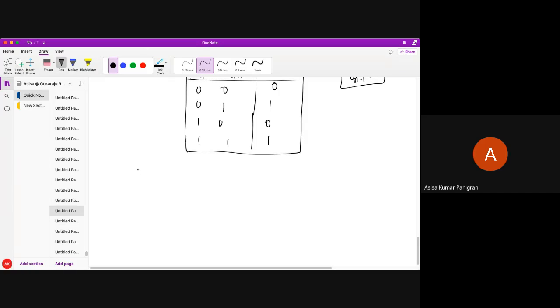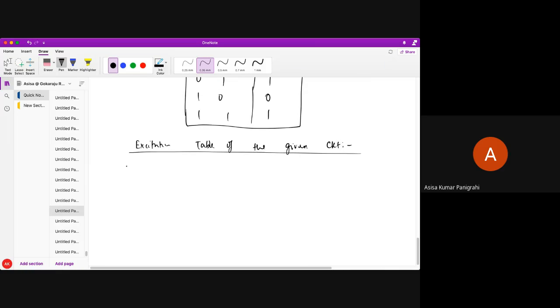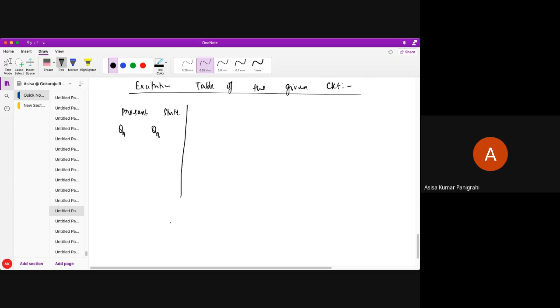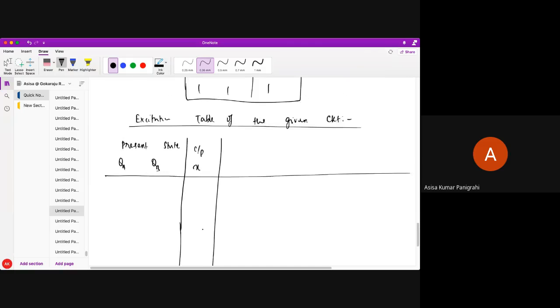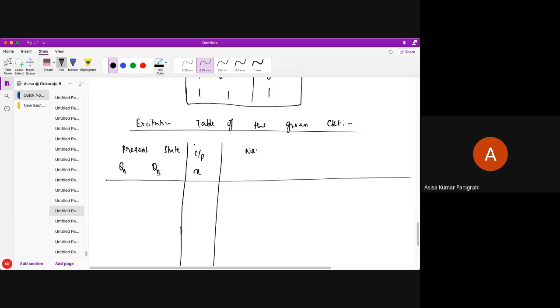Now what you have to do is find out the excitation table of the given circuit. So in the excitation table, what will be the columns? One will be the present state. In the present state, it is QA and QB. Why QA QB? Because there are two flip-flops, so two flip-flop outputs QA and QB. Am I correct? Now the input will be X, either 0 or 1. Am I correct? Now the next state.